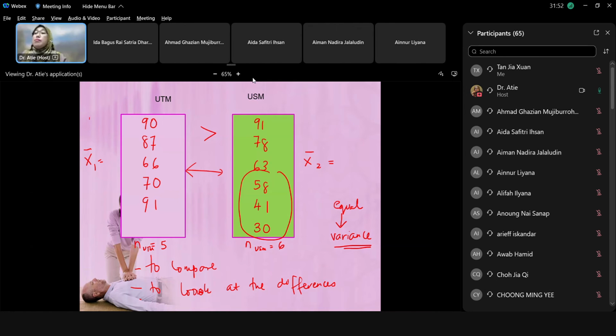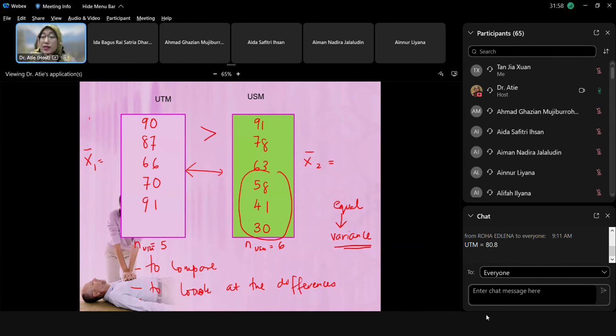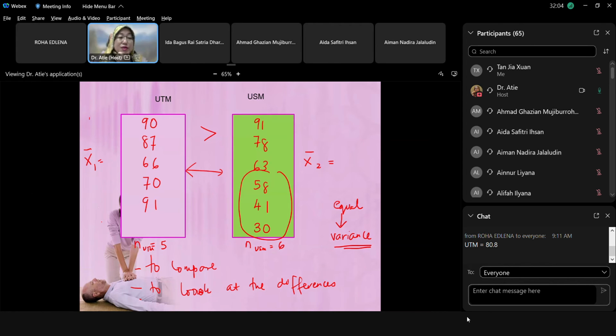Okay, Roha, can you just say it? Sometimes my eyes cannot see. For UTM? Yes, UTM is 0.8. Thank you, Roha. Okay, how about USM? Anyone? Can somebody read it for me? 60.17. Okay, thank you.